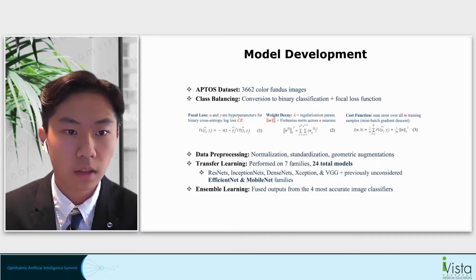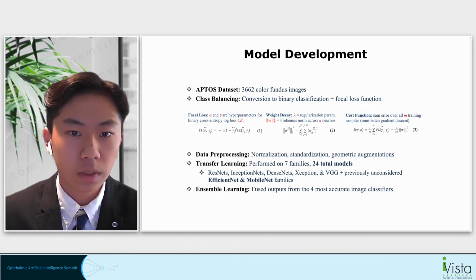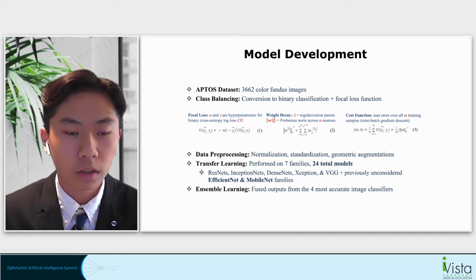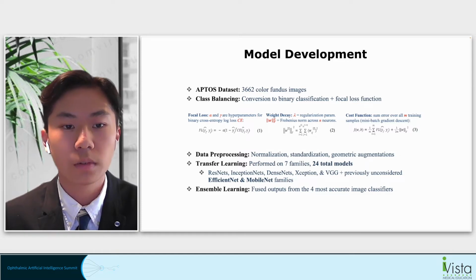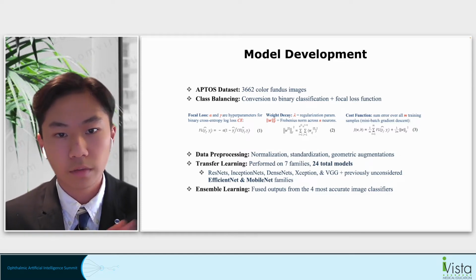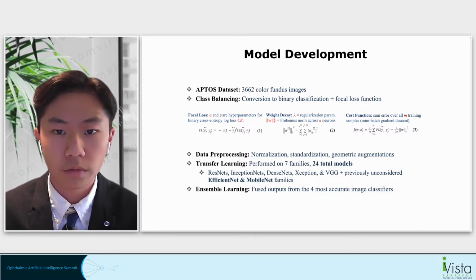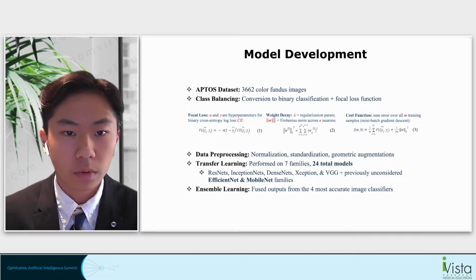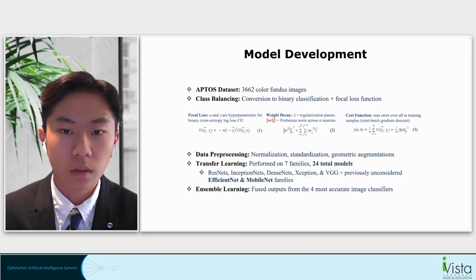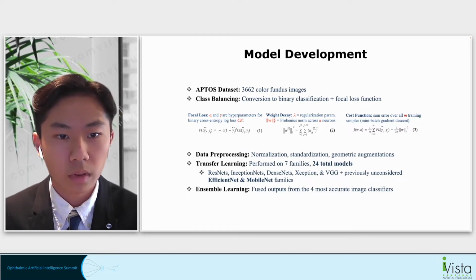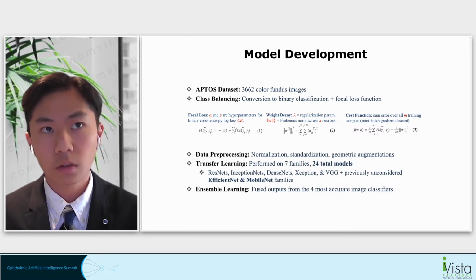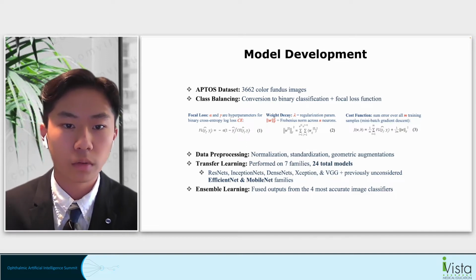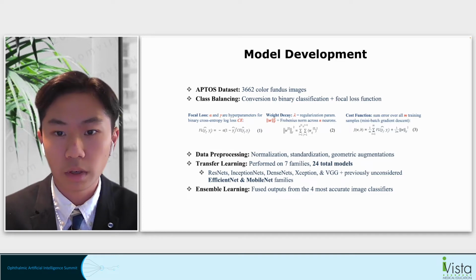I began developing the diagnosis engine by leveraging the Asia-Pacific Tele-Ophthalmology Society dataset, or APTOS, which contains a total of 3,662 fundus scans graded across 5 levels of severity, ranging from 0 all the way to 4. And then to correct for the uneven number of images per each class of severity, I converted this into a binary classification task, with one class being the images graded as 0 or healthy, and the other classes being the images graded as any value from 1 through 4, indicating some level of DR being present.